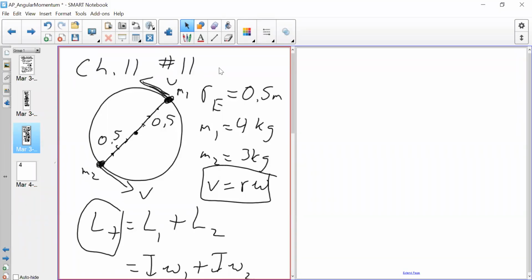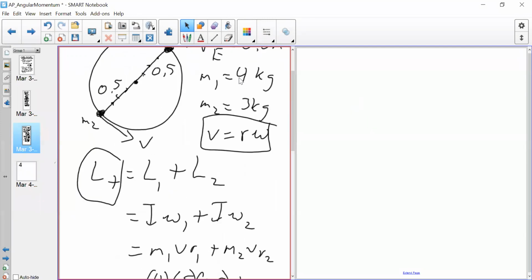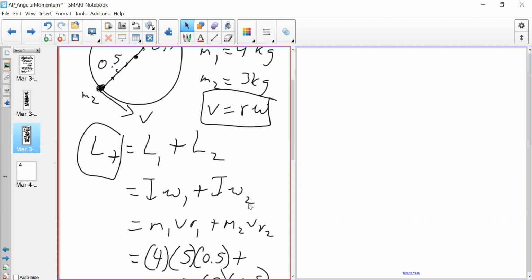Two particles here that we're considering for chapter 11, number 11. Now, if it was a uniform object, we would just use I times omega, because the moment of inertia is just going to be an implied sum of all of those point masses with their respective distances. But in this case, with just two particles, we can just use mvr.